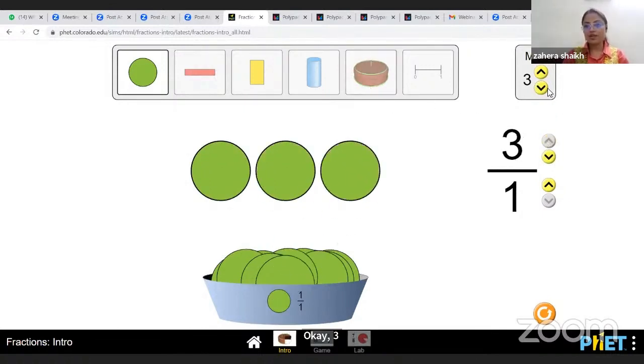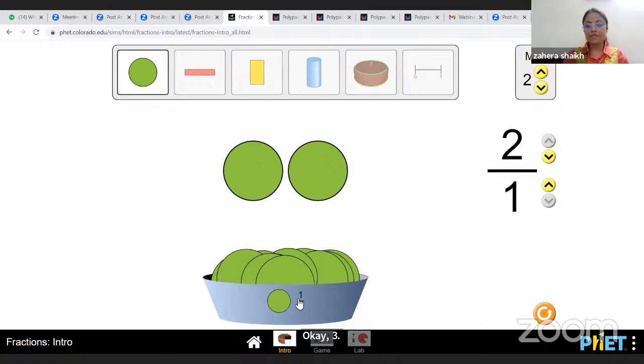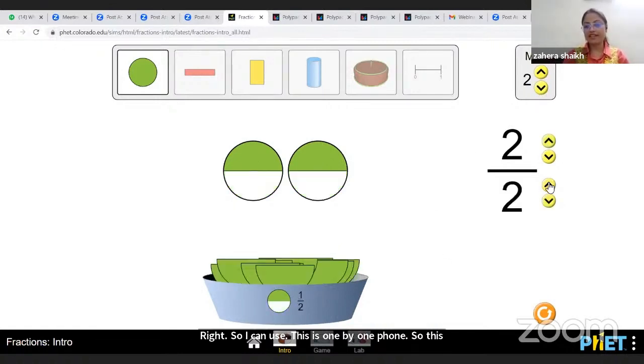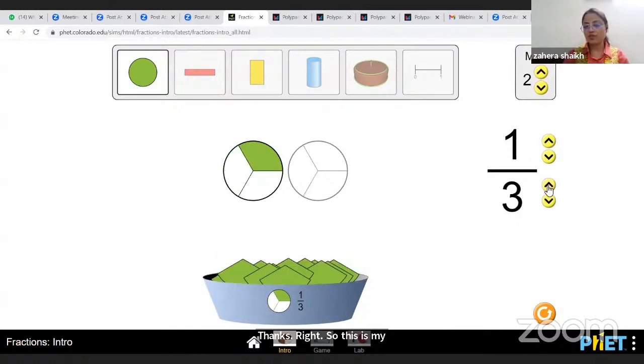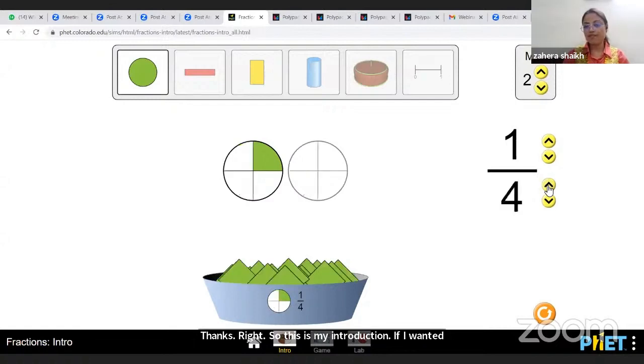Right? So I can use this, 1/1, whole. This is whole. Okay. If I increase like this, see how I'm getting the visual for each and every thing, right? So this is my introduction. If I want to see how this is going to change and represent my fractions, it will change.